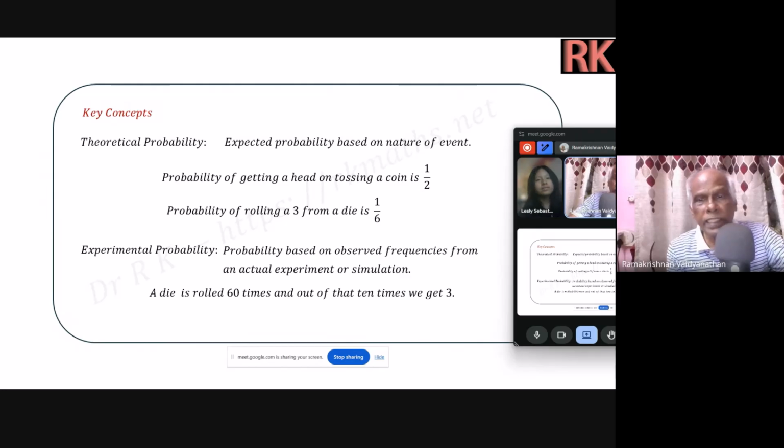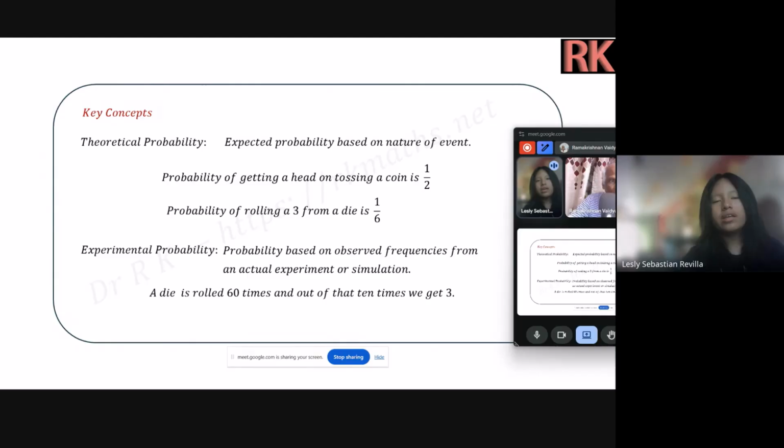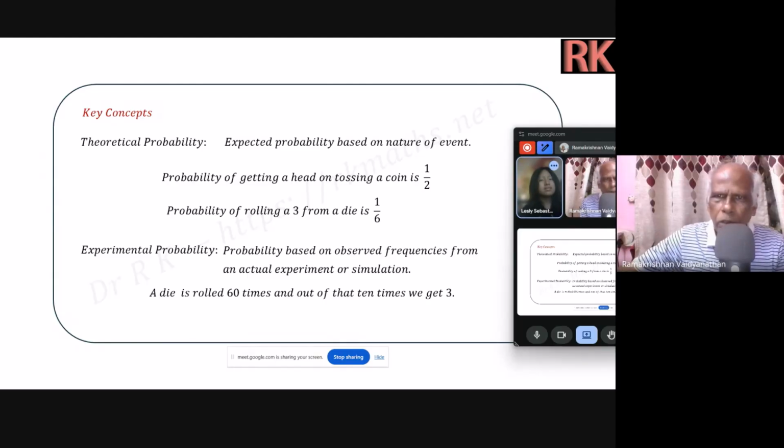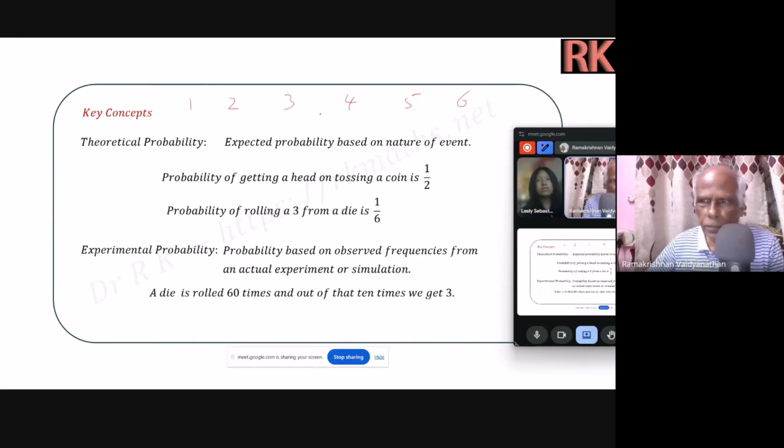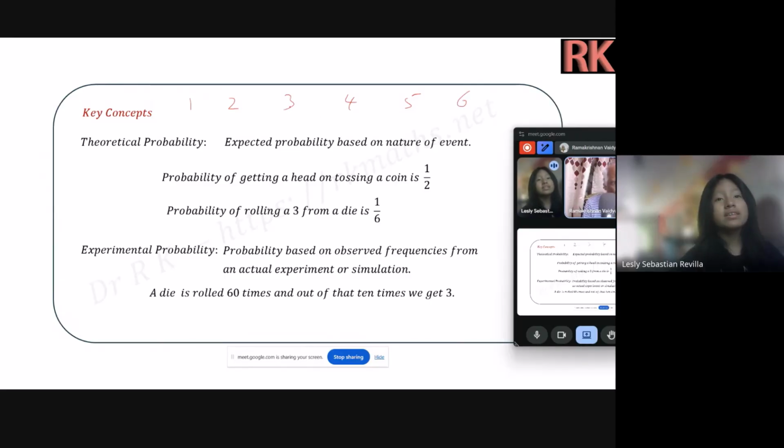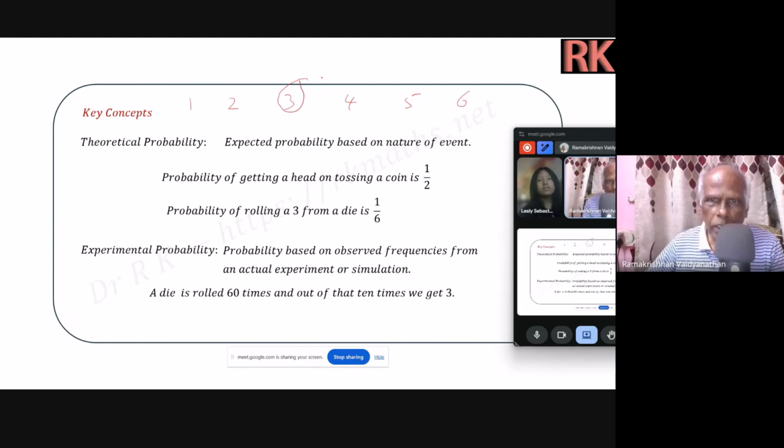A die is rolled 60 times. Out of that, 10 times we get 3. So what is the probability of getting a 3 by experiment? Now you will get 1, 2, 3, 4, 5 or 6. Only these are all the possibilities. Yes or no? Yes. Out of this, getting 3 is only one event. Out of a total of 6 possibilities. Therefore, probability of getting 3 is 1 by 6. This is called probability theory.